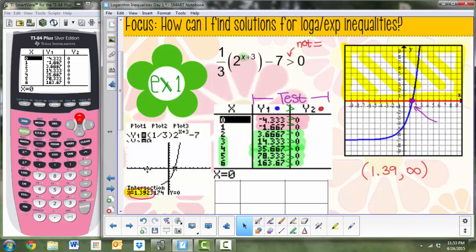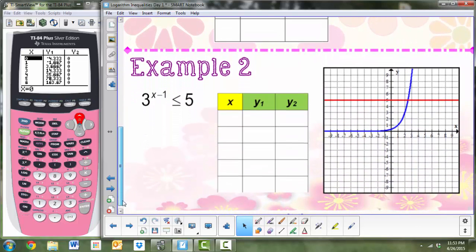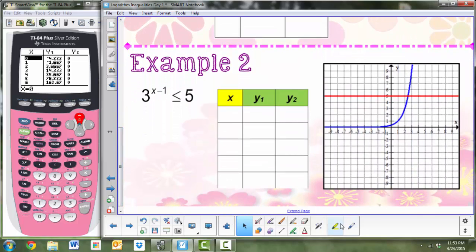That's how fast they go. Nothing to think about. Next one's a lot friendlier. Again, I've already graphed it just to save the time for you. Again, everything less than or equal to 5. So your job, everything below 5. Everything below that 5 line. So anything here is what we are allowed to have.